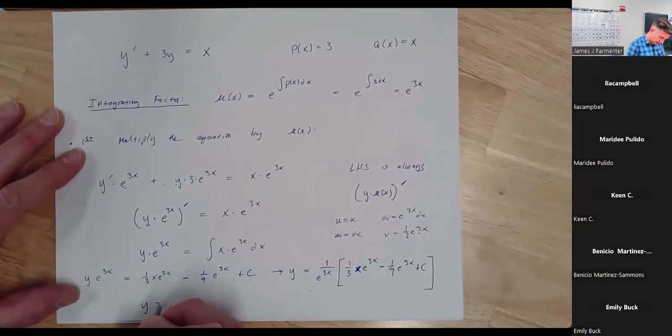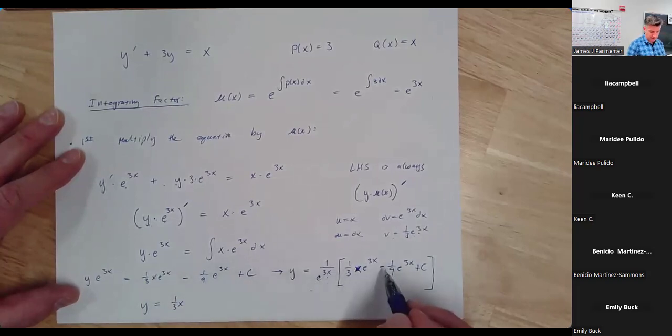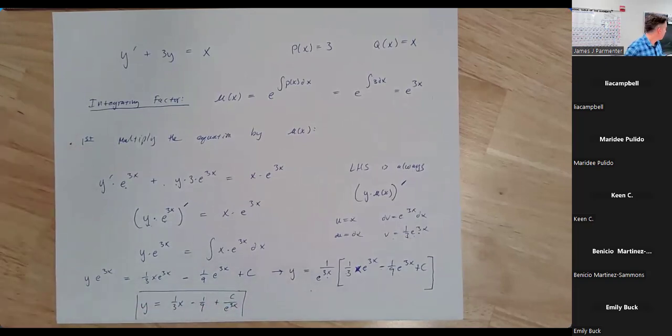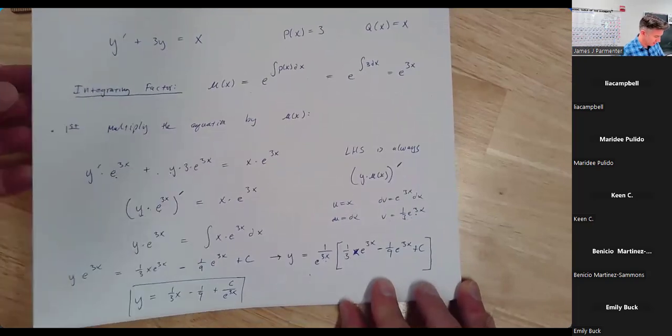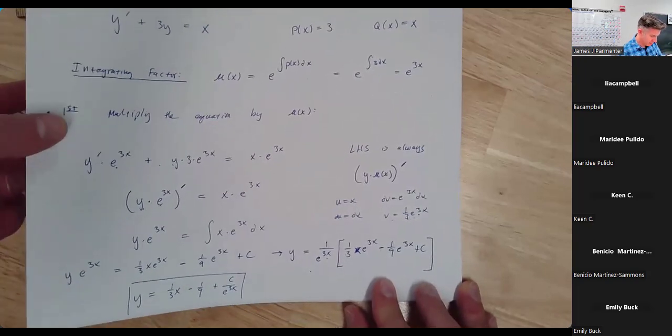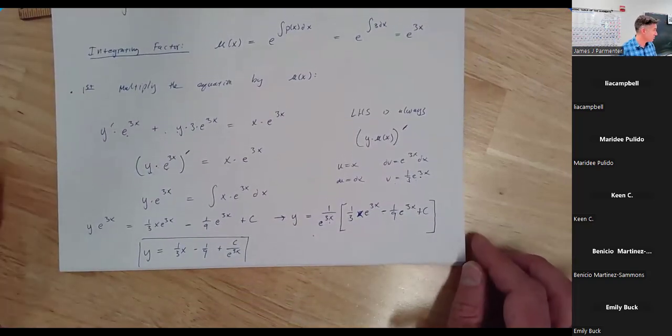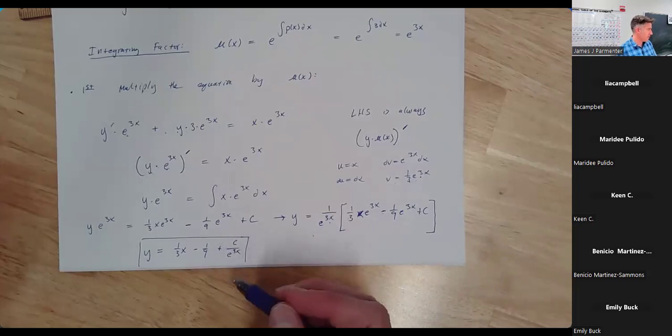So if we actually distribute the 1 over e to the 3x, you get 1/3 times x, and then e to the 3x over e to the 3x is just 1. And then 1 over e to the 3x times negative 1/9 e to the 3x is just minus 1/9. But then you definitely need the c divided by e to the 3x. If you didn't have that last part, it'd be really hard to justify that this was the solution. Right? You need that c over e to the 3x.